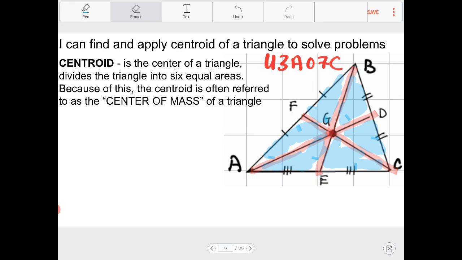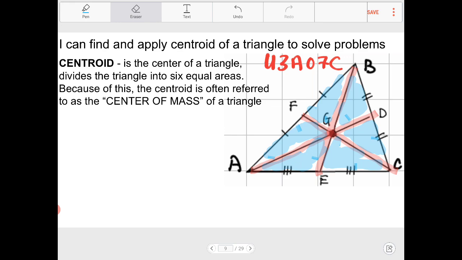And if you can convince yourself why these 6 areas are the same, then it would make sense that if we were to cut this triangle out and place it on a pin, where this triangle is resting on the pin over point G, this triangle would be able to balance itself entirely. Real thing. So that's why we call that the center of mass, because that is the balancing point.